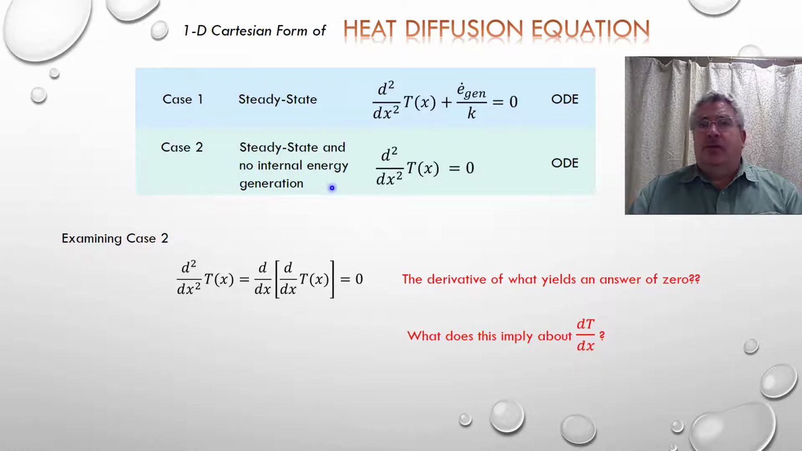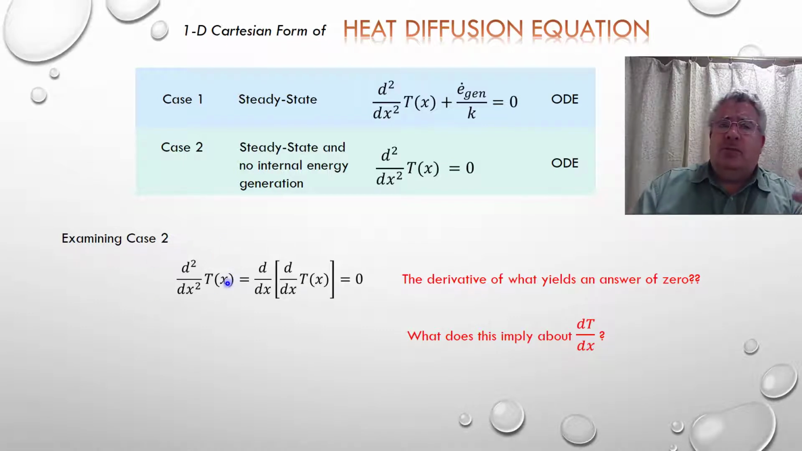Or for the even easier, more straightforward case, we say, all right, let's turn off any possibility of energy generation here, and this becomes our ordinary differential equation. Now, that might look familiar, but let's do a little bit more with it. We have the second spatial derivative, but let's rewrite what the second spatial derivative actually is. That says you have a function T as a function of x, take the first derivative of it, and then take the derivative of that.